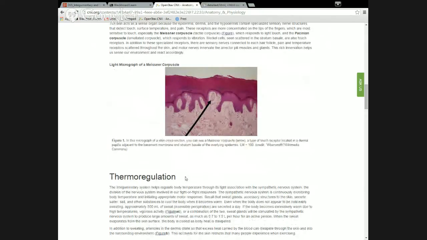A very important function of skin, which almost makes me guilty for saying that I don't care about skin, is thermoregulation, which means maintaining body temperature. Skin is very important for that. So what tissues do you think would be most important for regulating body temperature?